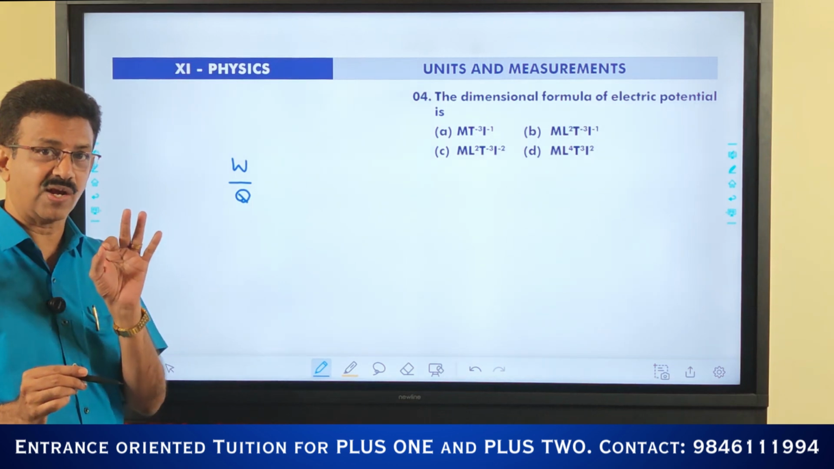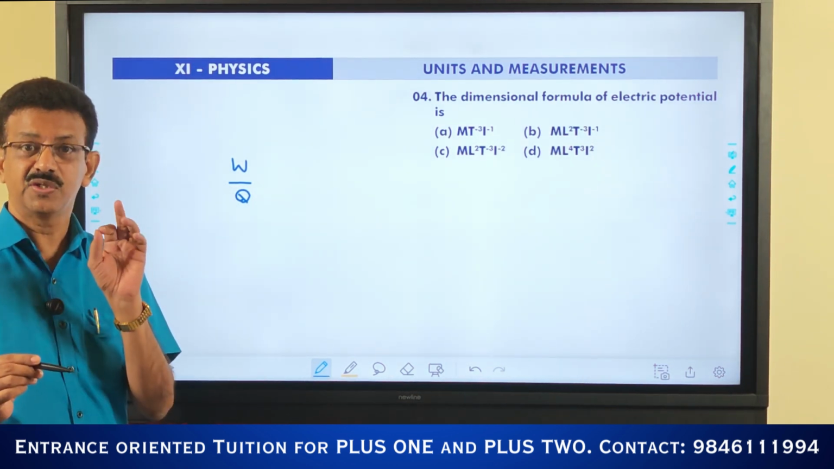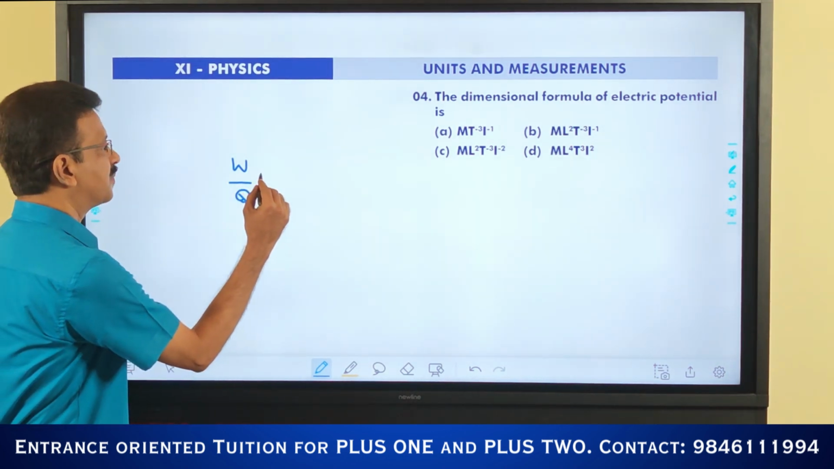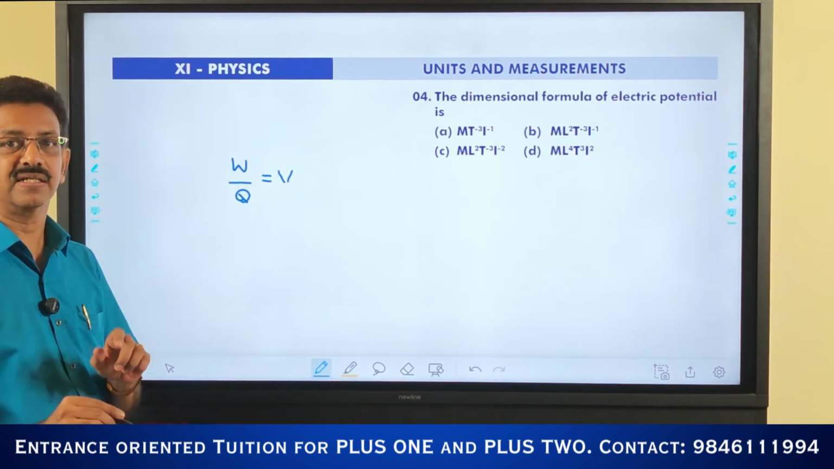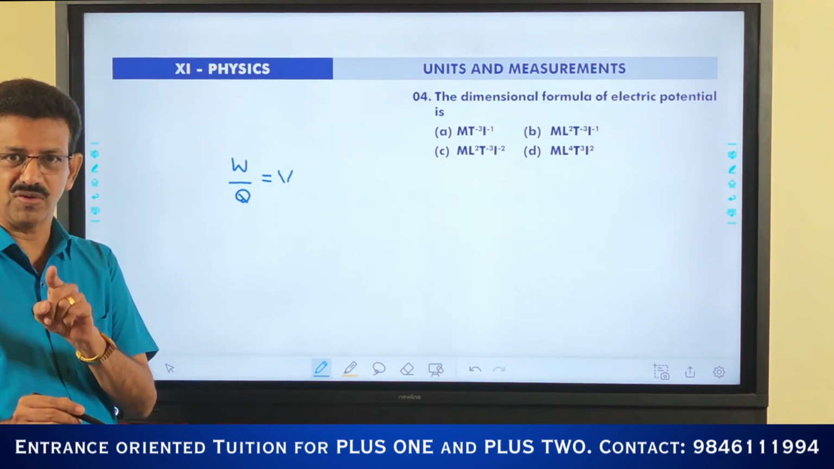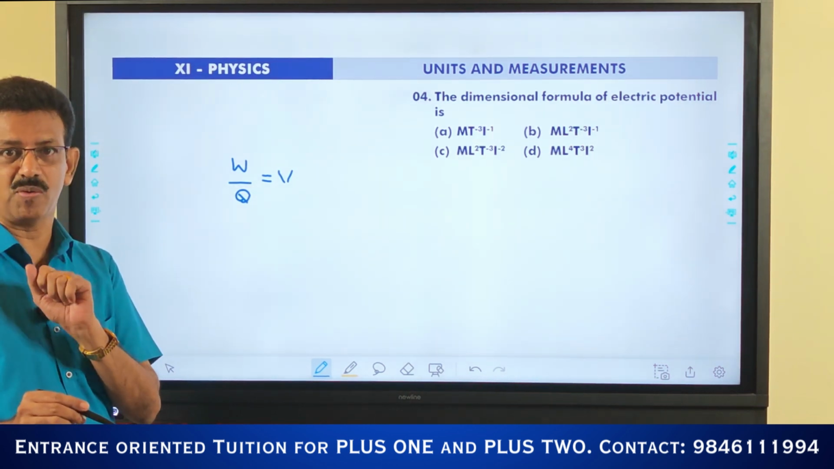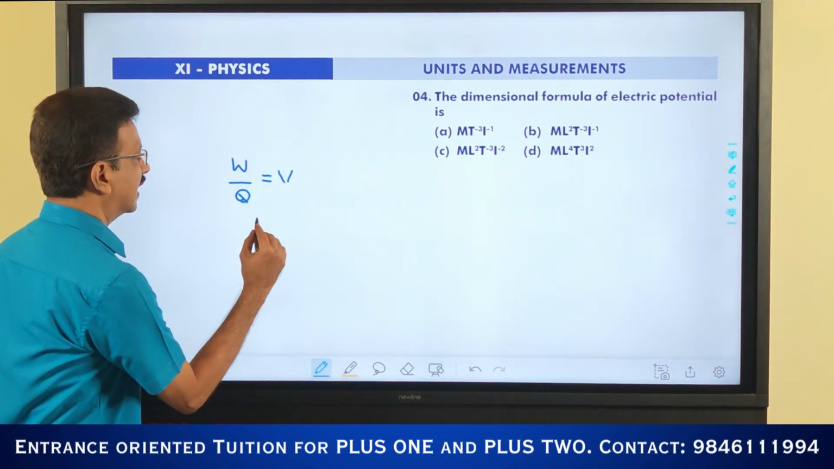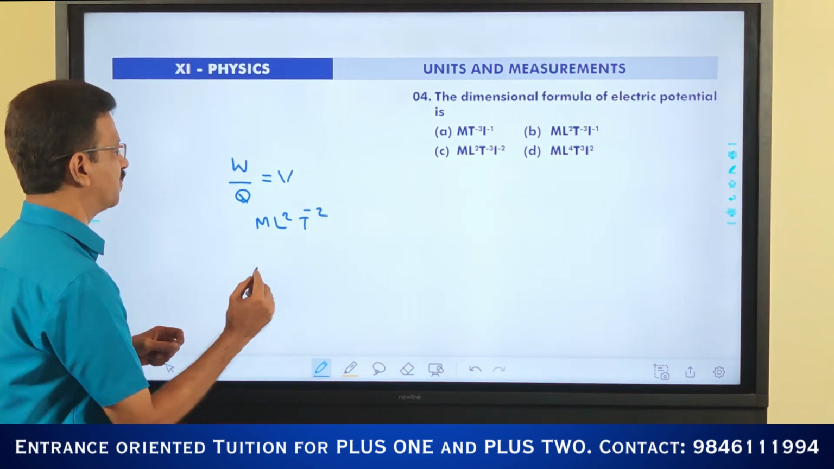Here the question is the dimensional formula of electric potential, means voltage. Basically, potential is the work required in bringing a unit positive charge from infinity to the present position. In short, potential is the work divided by electric charge. Mathematically, work by charge equal to V. Then to get the dimensional formula, first we have to write the dimensions of work, then divide it by that of charge, then we will get the dimensional formula of electric potential.